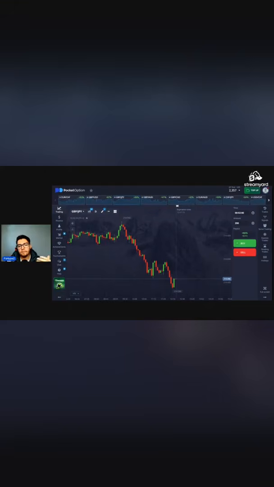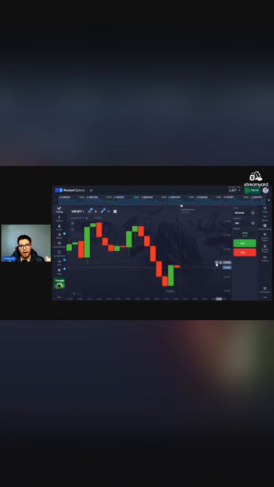And usually inverse fair value gaps will signal a swing of momentum or a reversal. Okay, it usually signals a reversal. Now, how exactly can we identify an inverse fair value gap? It's simple. All we need is a candle closure above or below the gap. That's it. Okay, so let's take a look at a buy example.